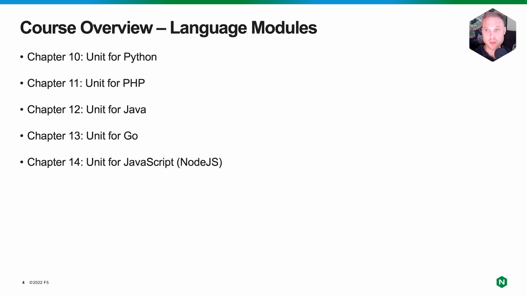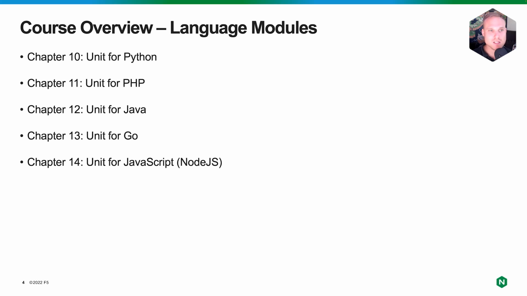We will start with Python, and you will learn a lot about the language module on NGINX Unit using Python, how to install, how to configure your first application, what's important to do that. That is all in chapter 10.